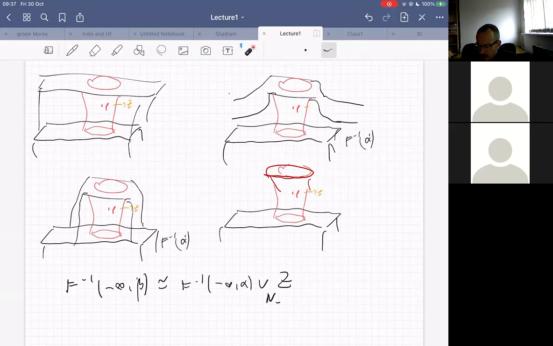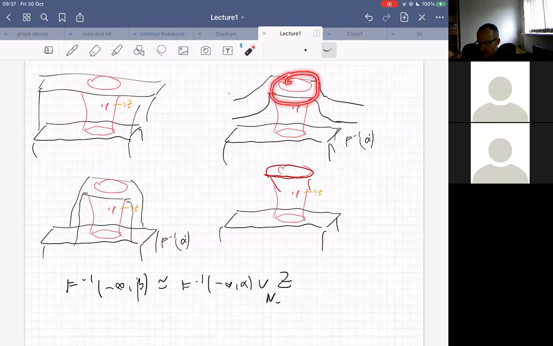So we start with F inverse of beta, and we start to push down everything except for a neighborhood of Z away back to F inverse of alpha. As in the proof of nothing happens, then nothing happens, but then we have to keep track of, be careful that we don't push Z, because we can't, and we don't push a neighborhood of Z.